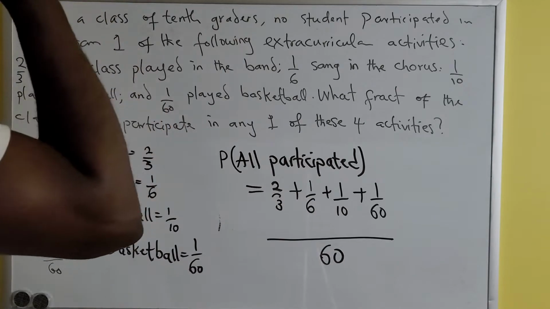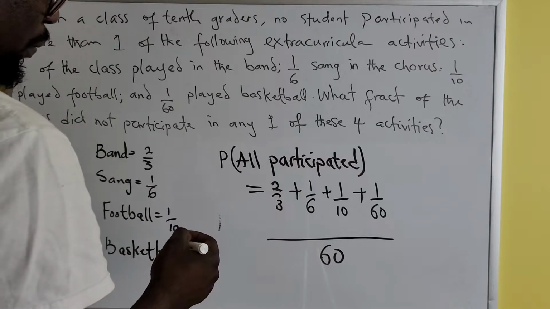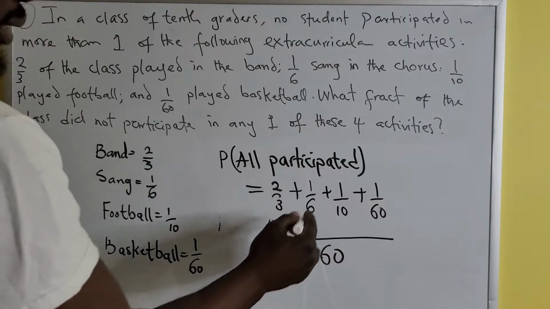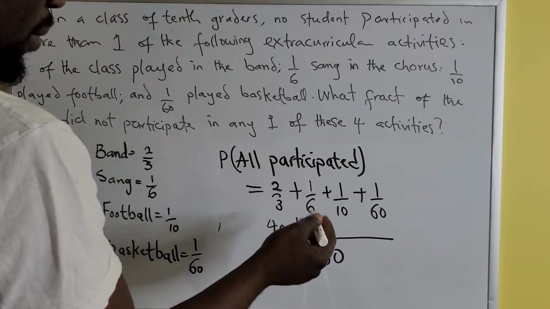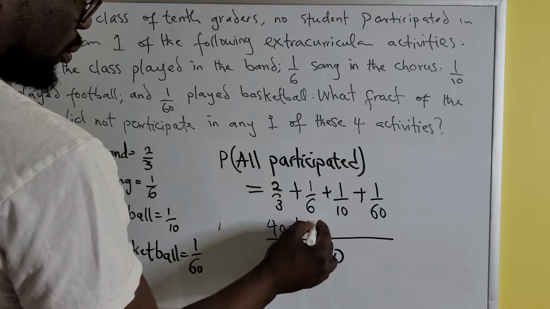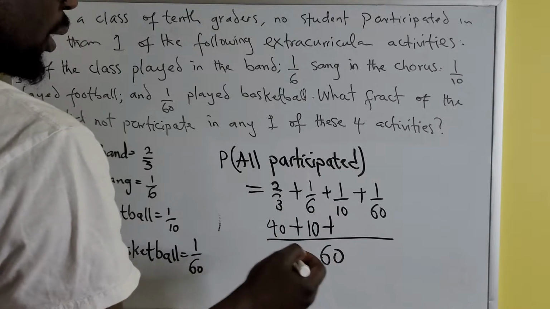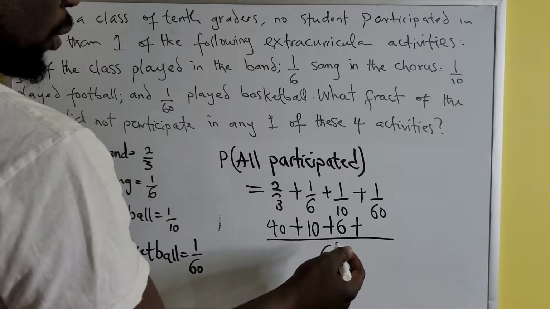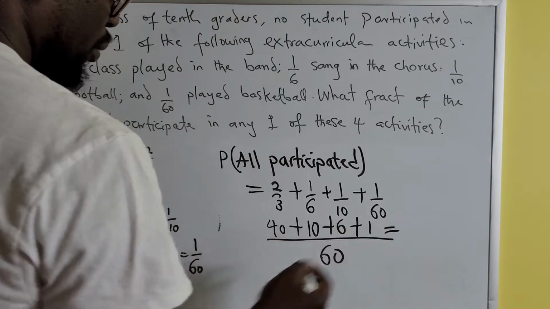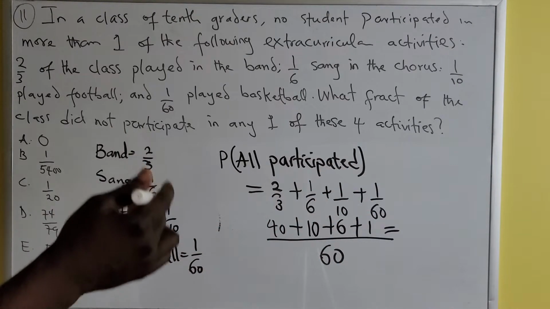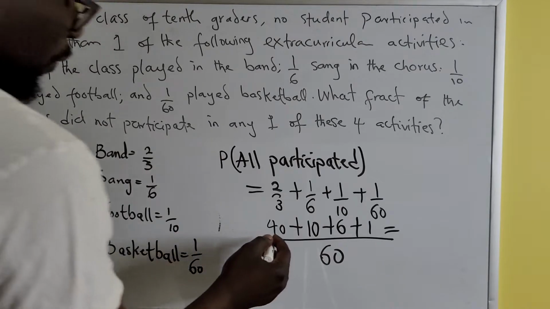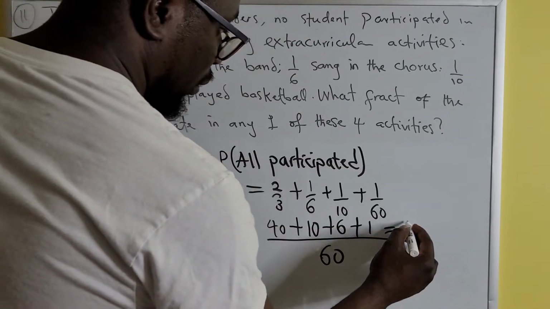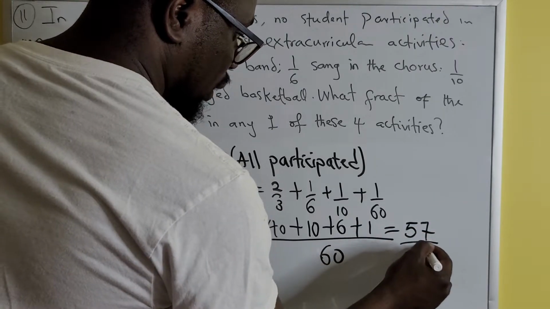Let's take 60, right? So you have 60 can go in 3, you have 20. 20 times 2 is 40. Plus 60 in 6. So that is 60 divided by 6, which is 10. And 10 times 1 is 10. Plus you have 60 divided by 10 is 6. 6 times 1 is 6. And 60 divided by 60 is 1. 1 times 1 is 1, right? So if we add all this up, that'll give you 40 plus 10 plus 6 plus 1. So 40 plus 10 is 50. 50 plus 6 is 56. 56 plus 1 is 57. So here, your answer is 57 over 60.